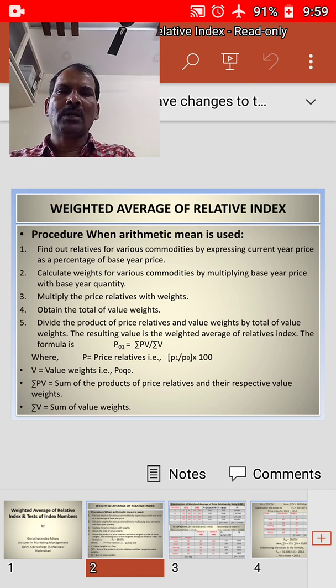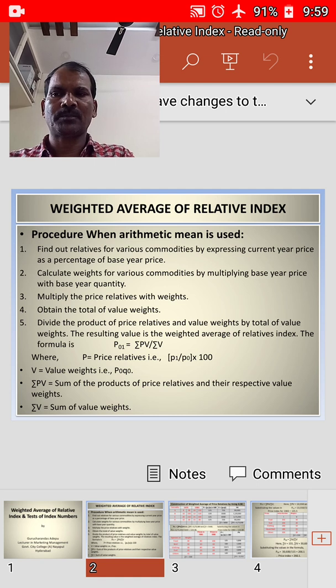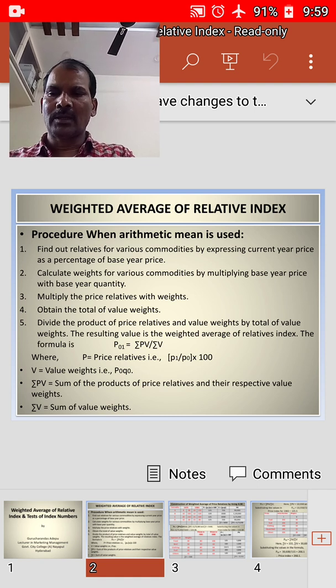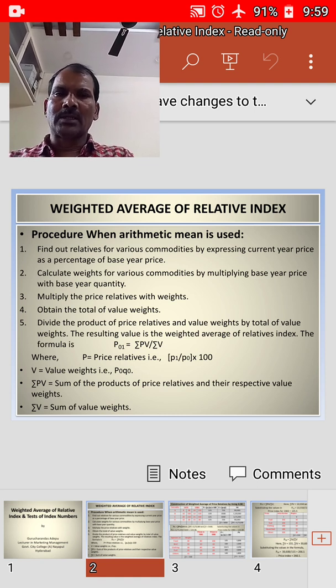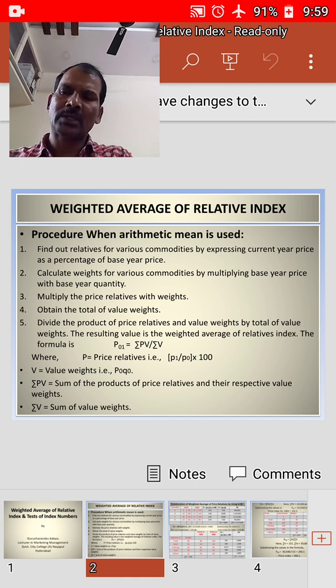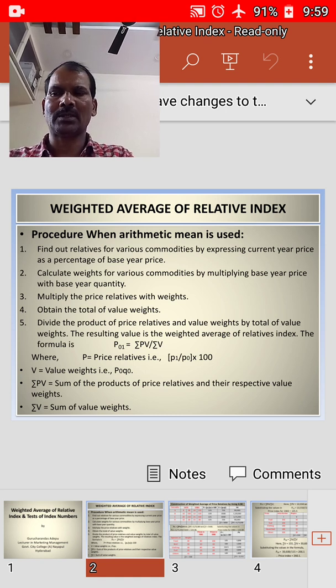First, we will see the procedure when arithmetic mean is used. When arithmetic mean is used, a certain procedure is adopted. That is, the first step is to find out relatives of various commodities by expressing current year price as a percentage of base year price, right?